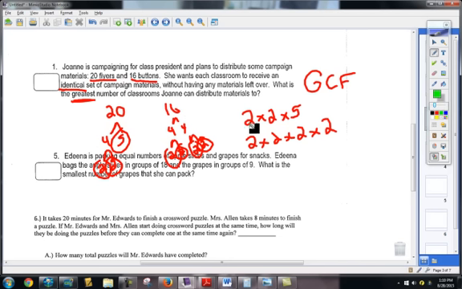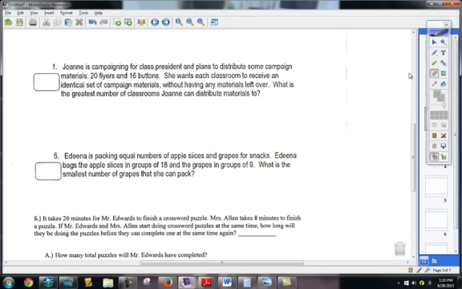I look for CFs. I see they have common 2's and common 2's. I know that's going to be 2 times 2, which equals 4. I know that the maximum number of classrooms she can distribute to would be 4. Okay? That is the answer. 4 classrooms. All right, let's go on to the next one.